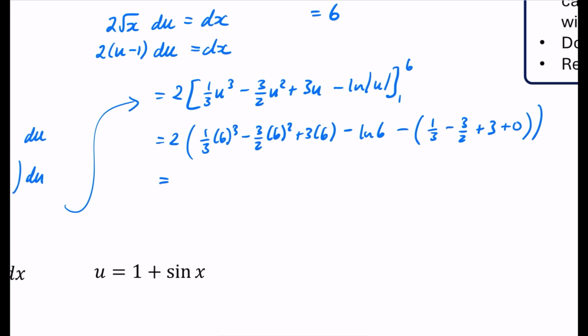So that is going to be, I'll do the 2 at the end. I'm going to have 6 cubed divided by 3 minus 3 over 2 times 6 squared plus 3 times 6. So this is 2 lots of 36 minus ln 6. And then I'm also going to have to subtract these. I'll tell you what, I'll just do that straight from the 36. So I'll do 36 minus a third, plus 3 over 2, because of the minus and the minus, minus the 3, and we get 205 over 6, minus ln 6. So multiplying everything by 2, that is 205 over 3, minus 2 ln 6.